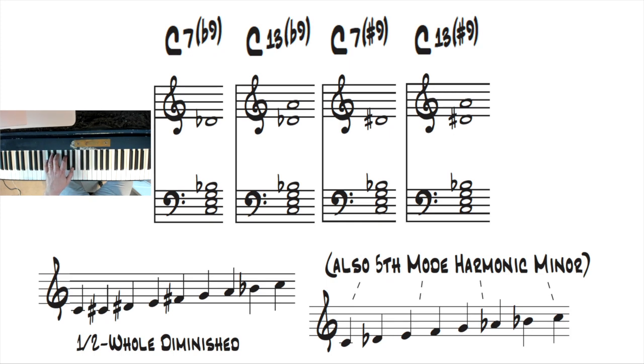Okay. Now we go to the altered 9. So if we first start with the C7 flat 9, the next chord symbol has a 13th in there as well. Okay, and then the next one is dominant sharp 9.